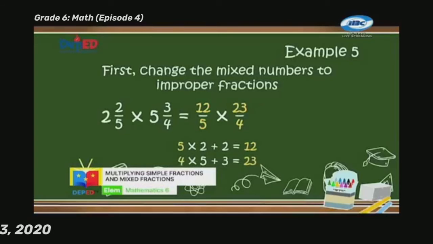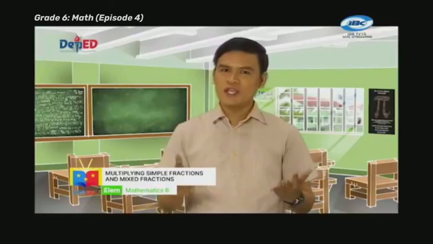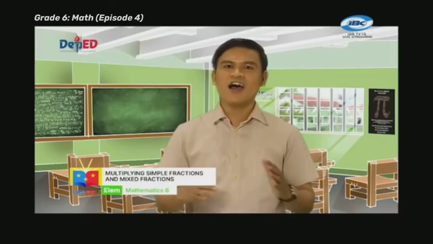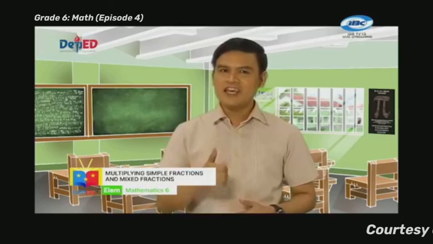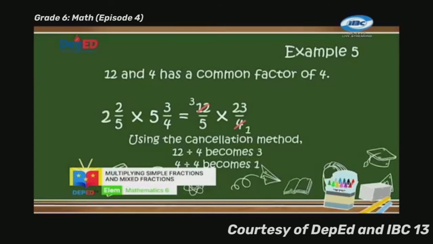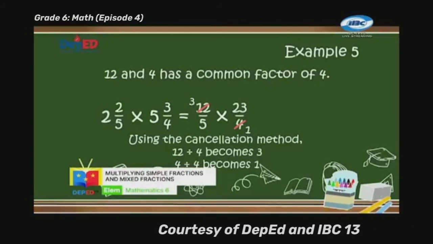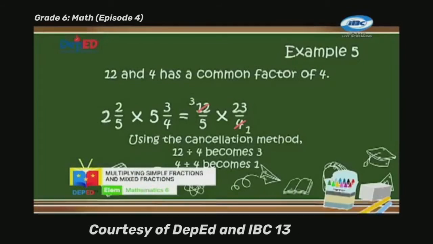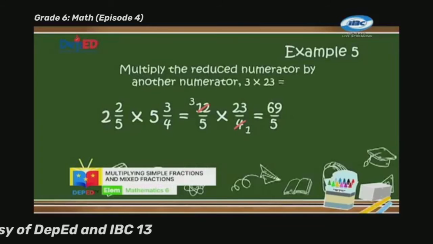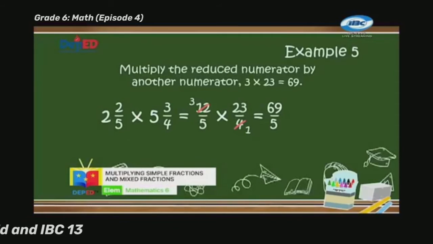23/4. 12/5 times 23/4. Do we have a pair of numerator and denominator that has a common factor other than 1? Yes, 12 and 4 with their GCF 4. Using the cancellation method, 12 divided by 4 becomes 3, 4 divided by 4 becomes 1. Multiply the reduced numerator by another numerator. 3 times 23 equals 69.